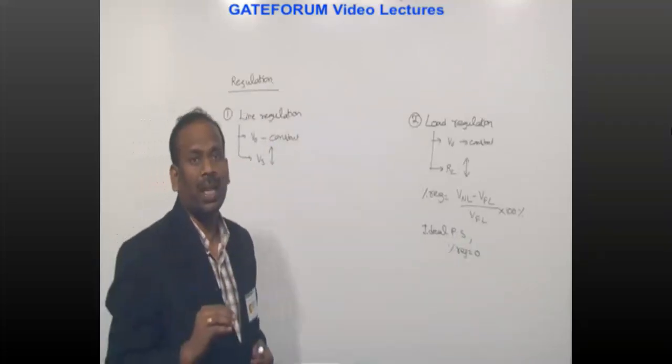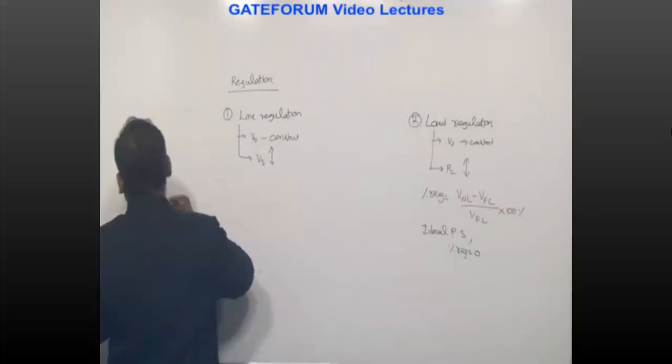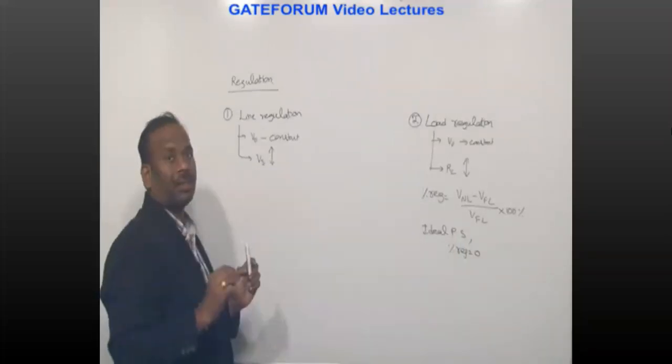Is it clear? Now comes the circuit diagram. How does a Zener diode act as a regulator? See this figure.